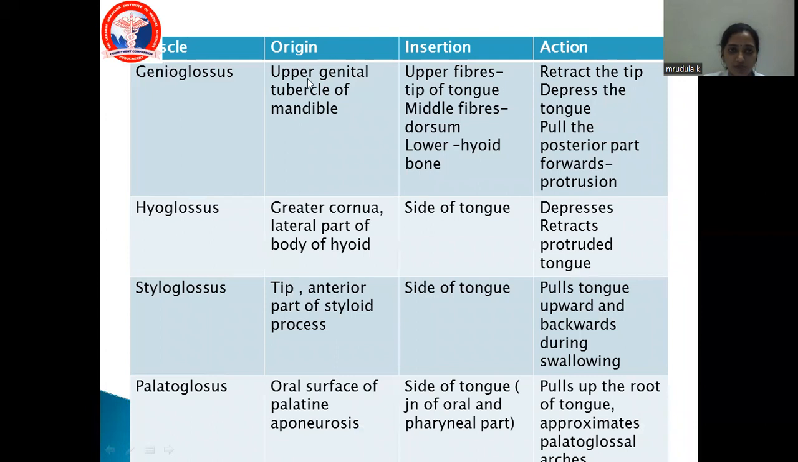So the genioglossus originates from the upper genial tubercle of the mandible, hence the name genioglossus. Upper fibers are inserted to the tip of the tongue, the middle fibers to the dorsum of the tongue, and the lower fibers to the hyoid bone. They retract the tip and depress the tongue and pull the posterior part forwards. That is, they help in the protrusion of the tongue.